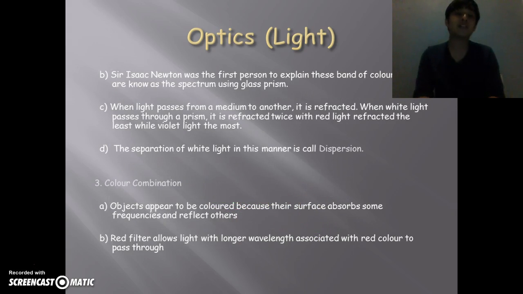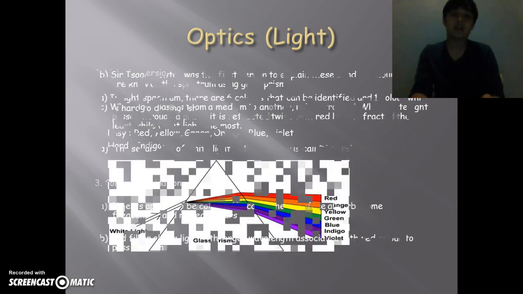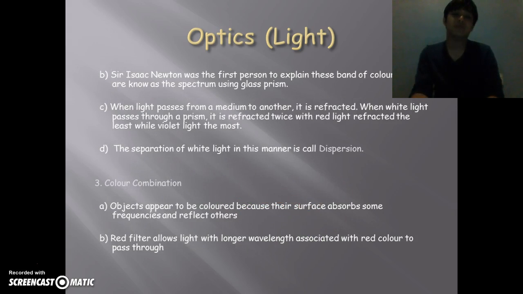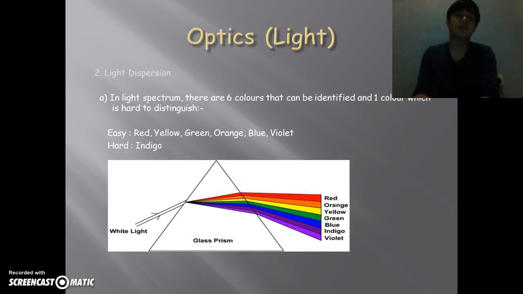As a matter of fact, Sir Isaac Newton was one of the first persons ever to explain this band of colors, these 7 colors. They are known as the spectrum, hence the name spectrum, using a glass prism. So when a light passes from a medium to another, it is refracted. For example, in this one, we can see that the white light is going through a medium called the glass prism.